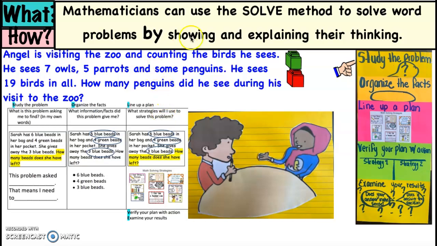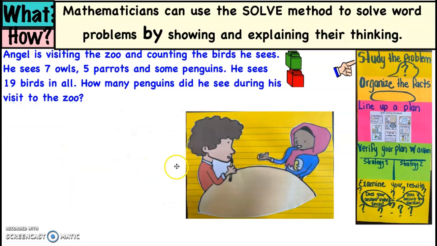Welcome back, mathematicians, and let's get ready to go over our poster method problem. I want to remind you that mathematicians can use the solve method to solve word problems by showing and explaining their thinking. We have our goals. Hope that you have worked on it as you were solving the problem. Also remember that you can always pause the video when you need to turn and talk and discuss something with a family member.